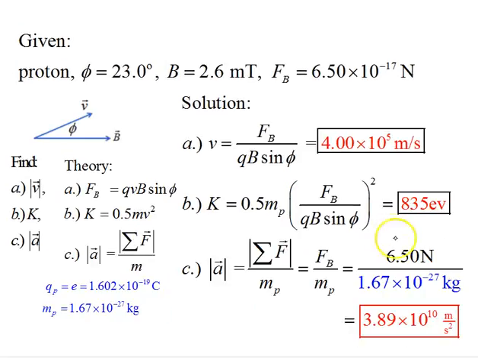And lastly, we can solve for our acceleration. We see that really that's quite a large acceleration, 3.89 times 10 to the 10th meters per second squared. And if we compare it to our force, which is on the order of 10 to the negative 17 newtons, the reason for such a large acceleration, of course, is that our proton has such a small mass. Even if given just a force on the order of 10 to the negative 17 newton, that proton will accelerate quite a bit.